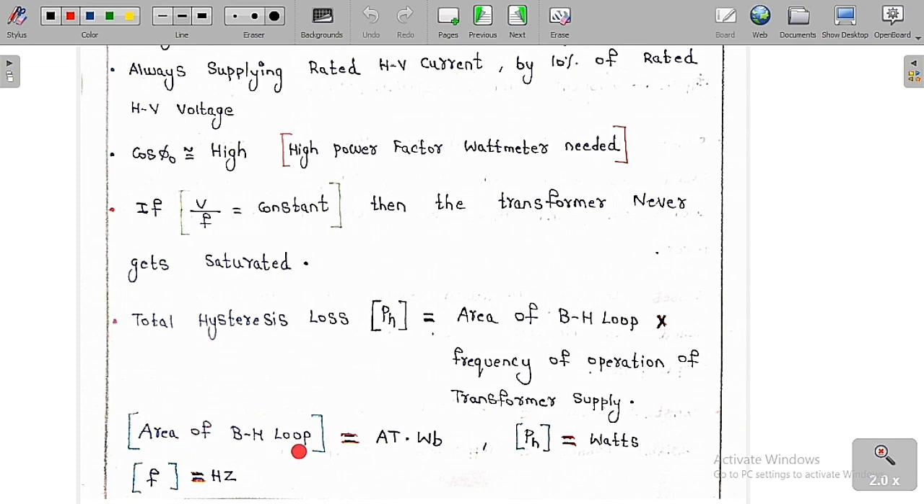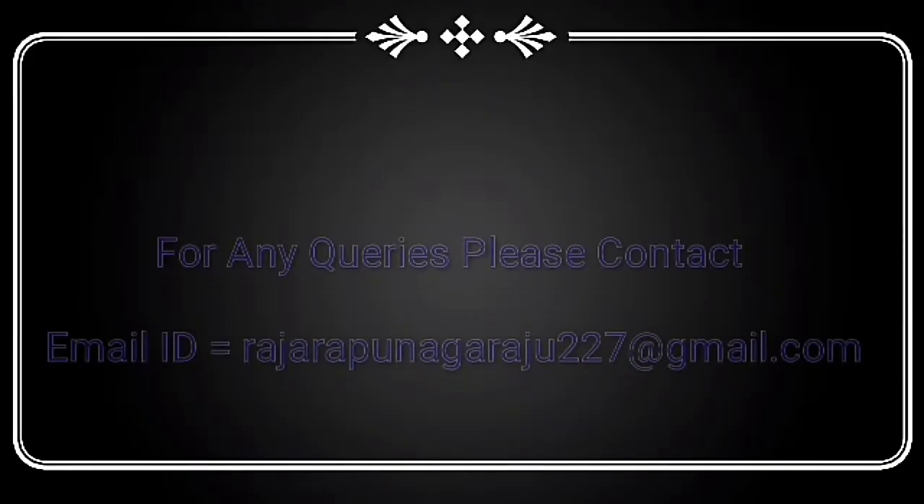I already told you about the area of the BH loop. The area of the BH loop has the unit ampere turn Weber. The unit of the frequency is hertz, and the unit of the hysteresis loss is watts. So finally, the unit of the area of the BH loop is ampere turn Weber, the hysteresis loss, denoted Ph, has the unit watt, and the frequency unit is hertz.